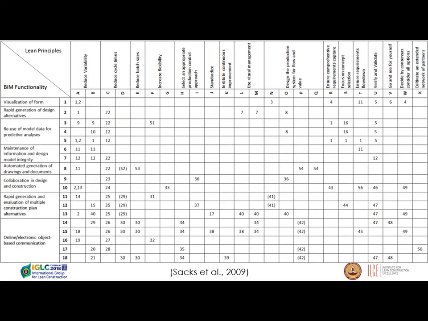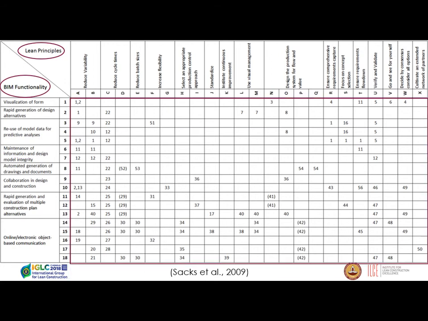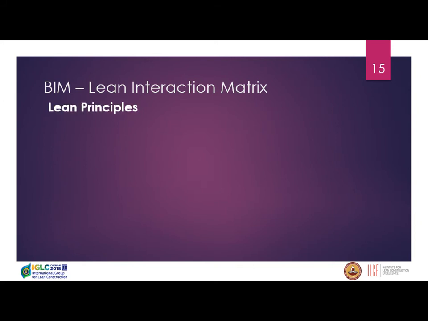This is the shape of the matrix. Here we have the lean principles, and on the other axis, vertically, there are the BIM functionalities, and then there are the interactions together. With the lean principles, we have mentioned 17 main principles.